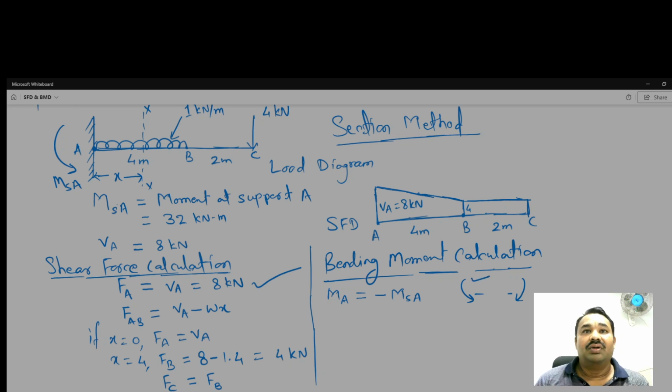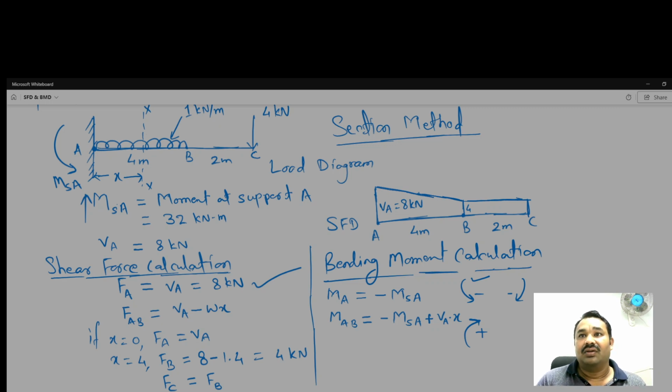Okay, and what about in section MA in between AB is equal to minus MSA, and there is a support reaction, and it is acting in upward direction. So upward means it is making like this. So we take it positive in the case of bending moment. So that's why here plus VA then multiplied by X, and what about the UDL?